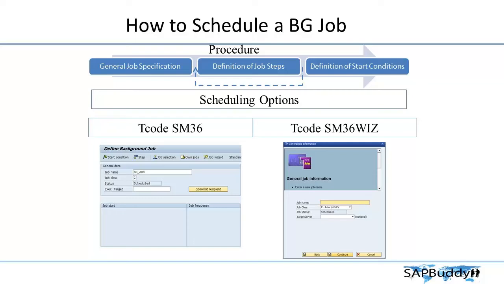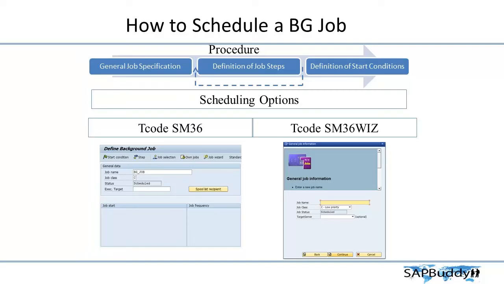The first one, what you can see, is the procedure to schedule a background job. The transaction code to schedule the background job is SM36, and we also have an SM36 wizard. To schedule a background job, first we need to provide the general job specification. That means the job name, what class it is, and whether it is going to be executed on a specific server, this kind of information.